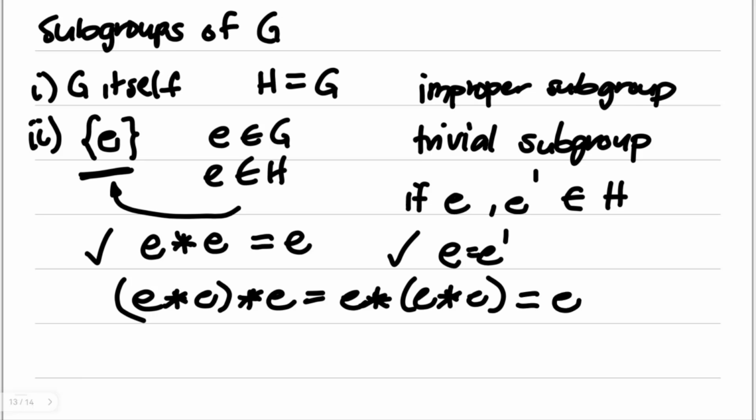And of course, it's a non-empty set. So basically, this is a trivial subgroup. It's a set containing the identity itself. So if you're asked to give even just one subgroup of any group, you can simply identify the identity element, form it as a subset, and that is considered a subgroup.